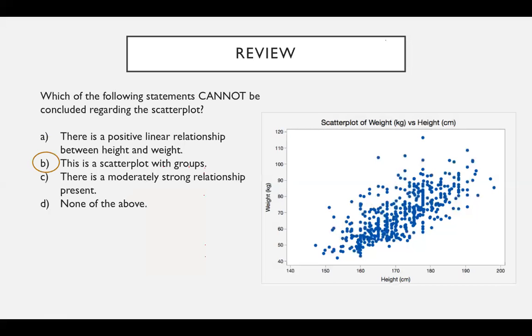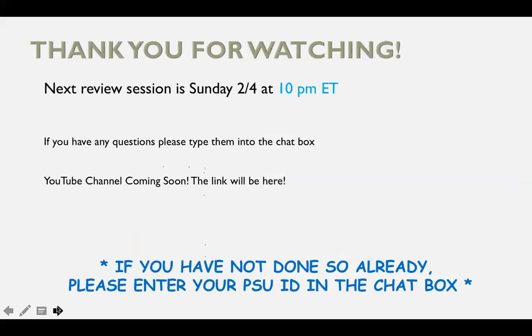With the scatter plot with the groups, you would see a different color, 2 or 3 different color categories, or different shapes of the points. So I think that's it.